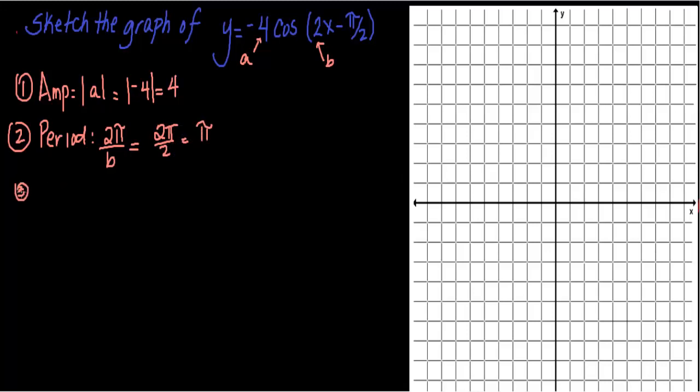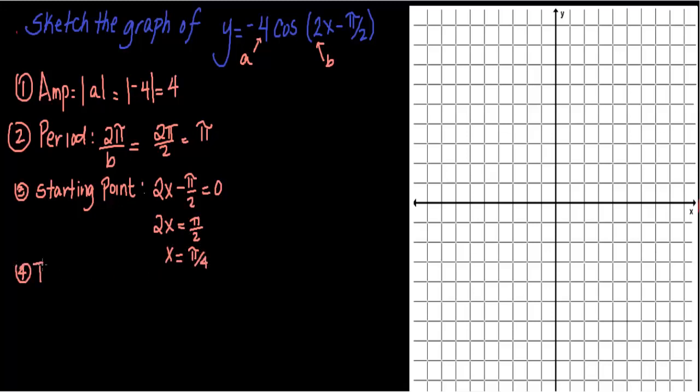Third step, finding the starting point, which is finding your phase shift. What we do is we take what's in this parentheses and we set it equal to 0, and we solve for x. So 2x equals pi halves, and then we divide by 2 on both sides, and this will equal pi over 4.